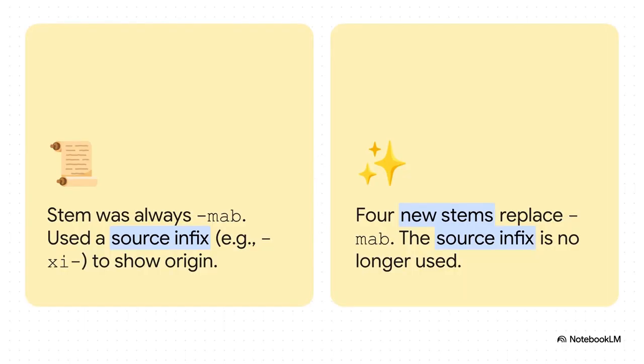So, in 2021, the whole system got an update, and there were 2 major changes. First, they totally dropped the source infix, that piece that told us if it was from a mouse or a human.